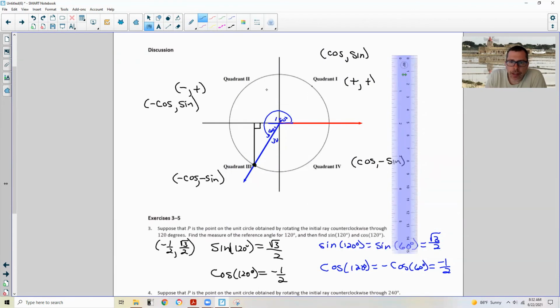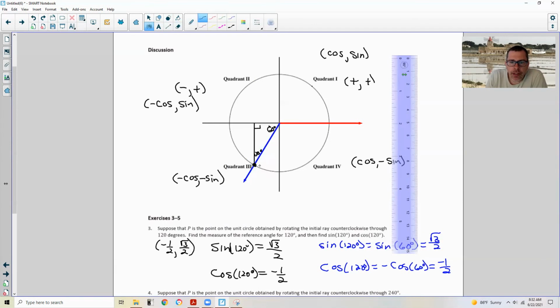And since this is a 30, 60, 90 triangle, let me erase this now. We have a 30-degree angle here, but this is 60 degrees. Okay, so 240 minus 180 will give you your reference angle. Think of it that way. 240 minus 180 is 60. So this has to be 30 up here. All right.